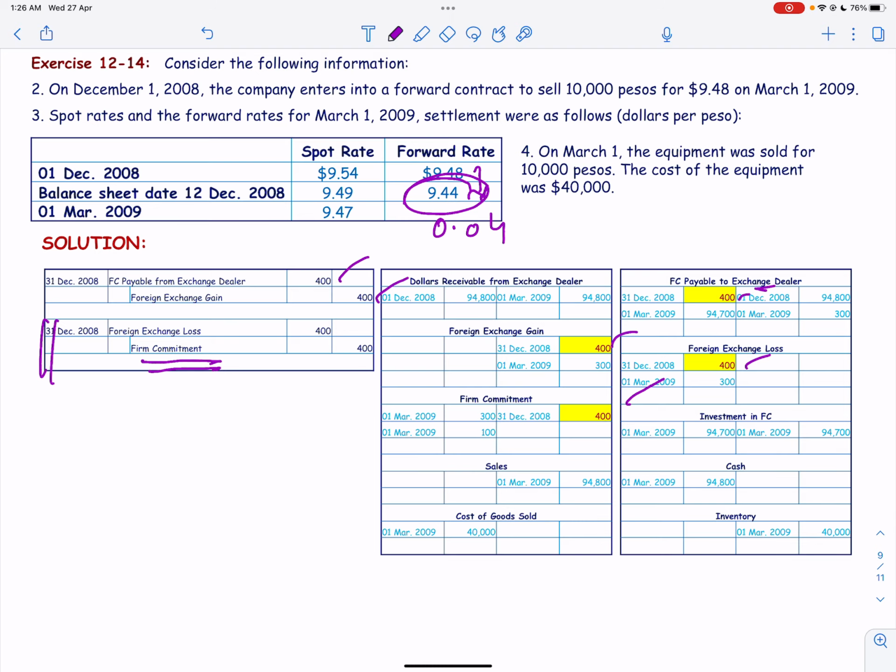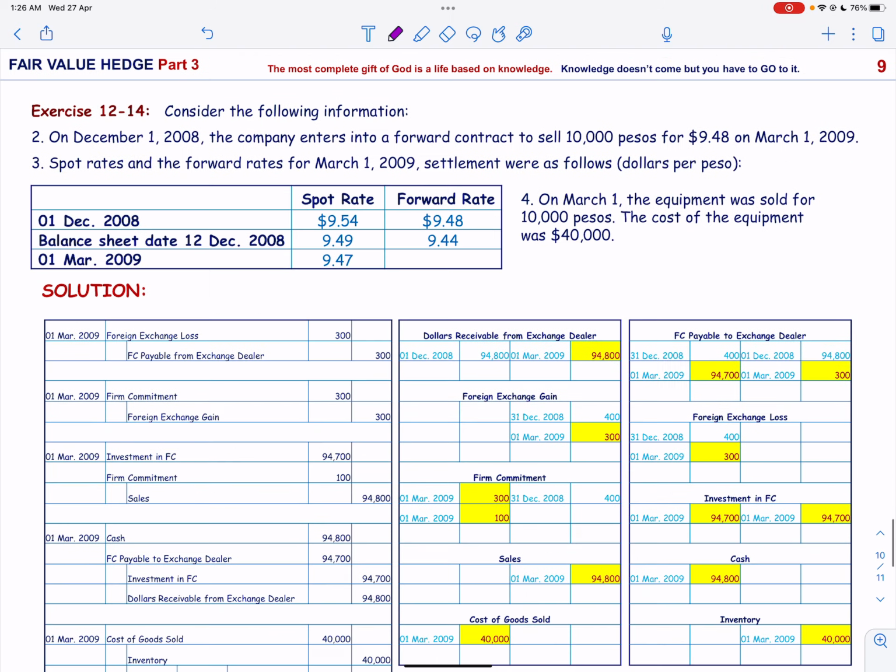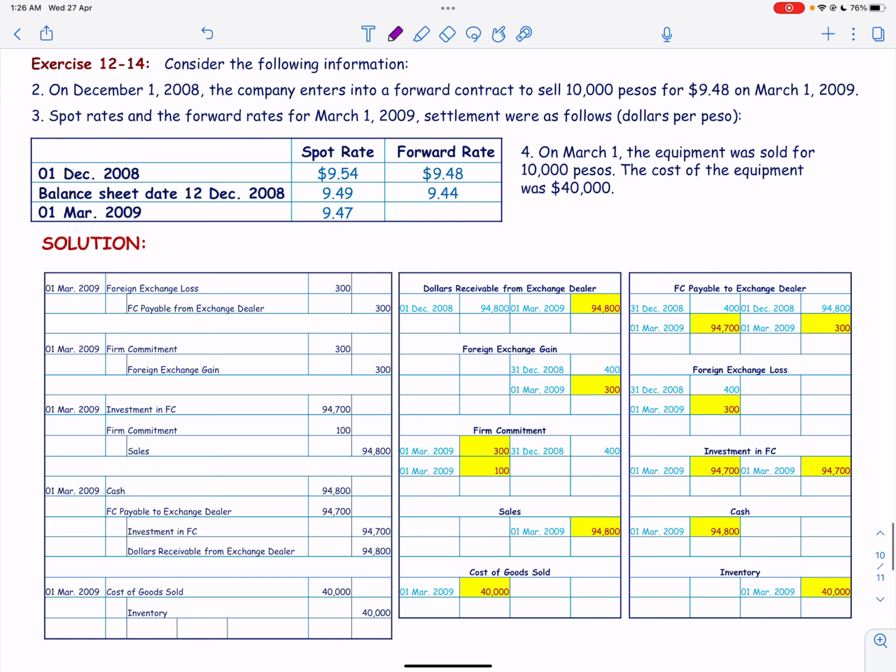Next, let us see what happens on 1st of March. On 1st of March, the transaction will be settled and two things will be recorded. First, adjust the hedge, foreign currency payable to exchange dealer. Since the forward rate and the spot rate are the same on the settlement date, the hedge position worked against the US firm between 31st December and 1st of March, and the company suffered a loss.